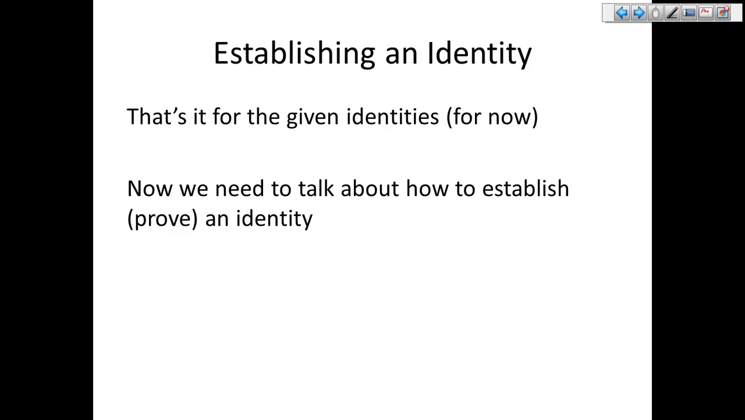Now, establishing an identity means that we're trying to prove that it's true. We're going to take the identities that we've been looking at, and we're going to add to this list later in the chapter, but we're going to be working with just the given ones that I gave you previously in the video. And we're going to be establishing some other identities. Really, that means that we're going to be trying to prove that they're true.